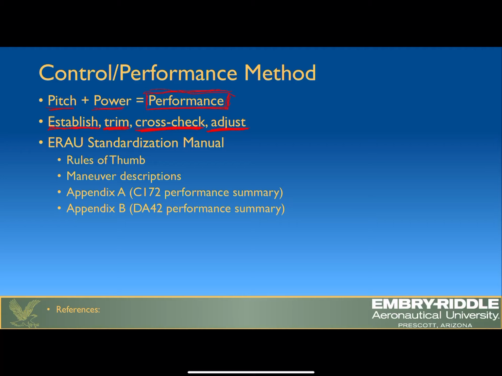A lot of this is laid out in the ERAU standardization manual. There is a section in there for what we call rules of thumb. So that's something that's going to be very helpful in your flight training. The rules of thumb are just some quick memory aids to help you when it comes to the control performance method, getting the performance you want. So I highly recommend taking some time and reading through the rules of thumb in the standardization manual, as well as the maneuver descriptions. Anytime you're learning a new maneuver, go read those descriptions.